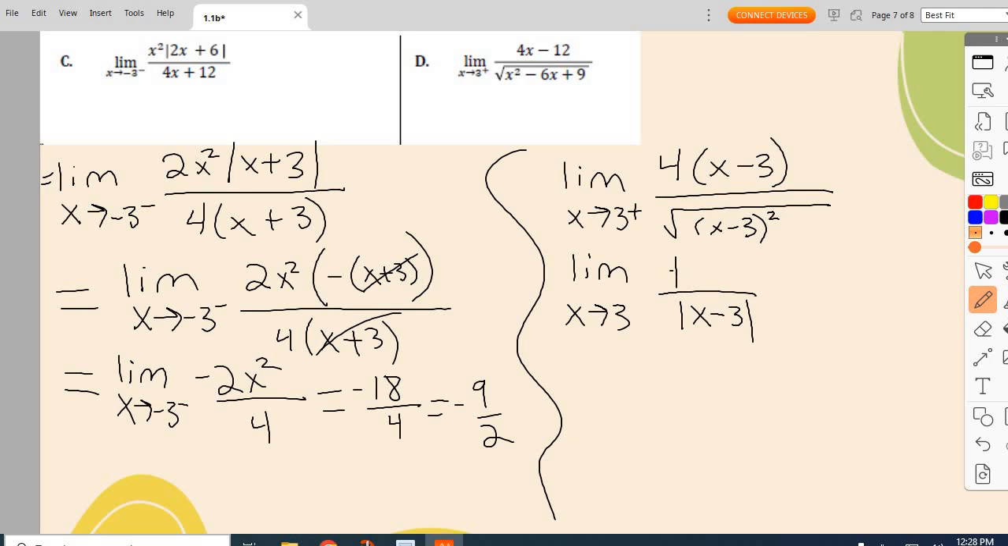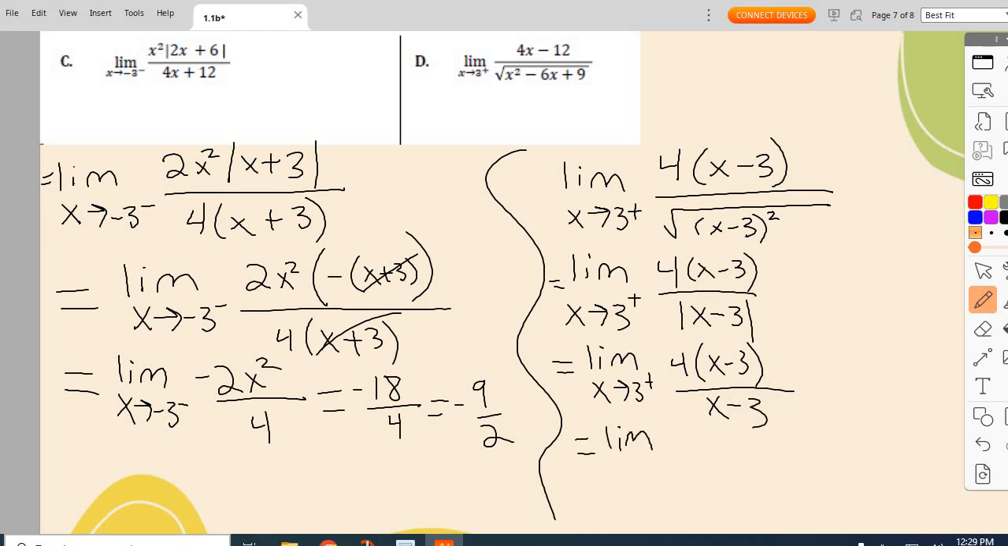So then basically I'm back to what I had over there. The only difference is this time we are approaching from the right side. So when I drop my absolute values, or if I had put a plus or minus, I know that we only care about the positive because we're approaching from the right-hand side. So I end up with the limit as x approaches 3 from the right of 4 times x minus 3 divided by a positive x minus 3. So I just end up with the limit as x approaches 3 from the right of 4, which is just 4. Just a constant. So that's nice.